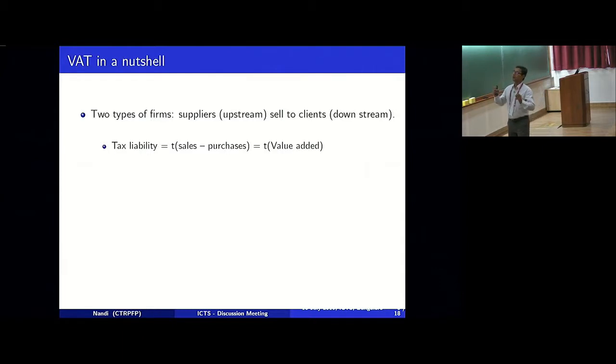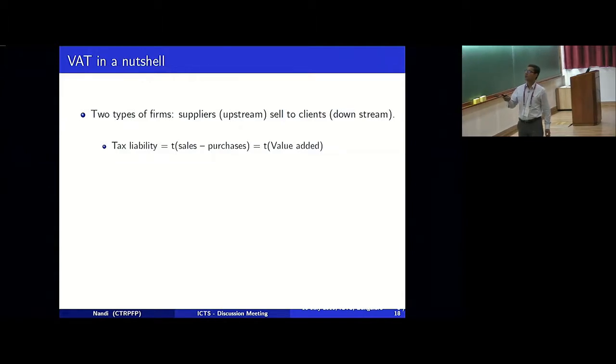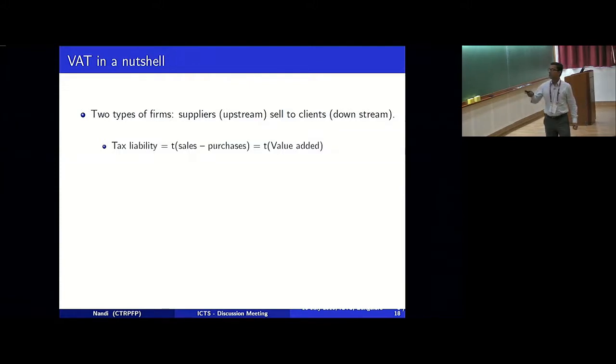Let me set the context of how VAT works. Think of two types of firms. The upstream firm, you call them supplier, and the downstream firm who are clients. So it's a buyer-seller relation, and the tax liability in a VAT system is simply this formula. It's sales minus purchases multiplied by the tax rate. Okay, there is simplification here. This tax rate can be different. You can have one tax rate for sales, another tax rate for purchases, but I have used the simplified version. So this part is actually called value added. So you pay the tax on value added.